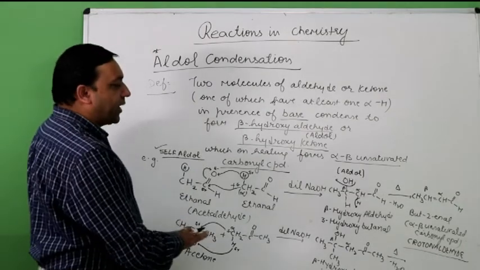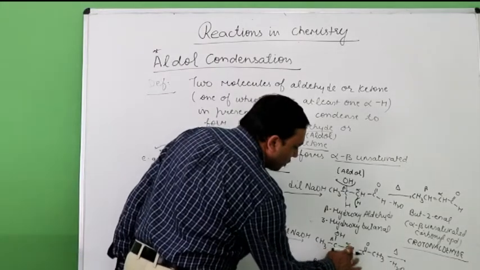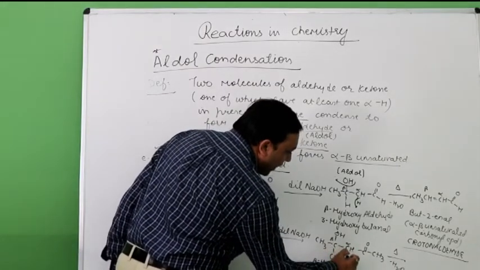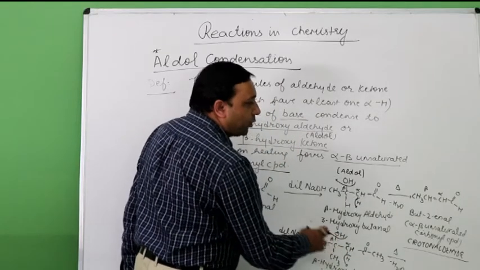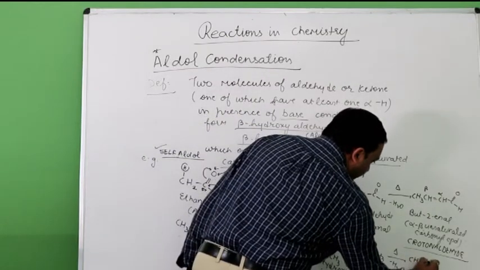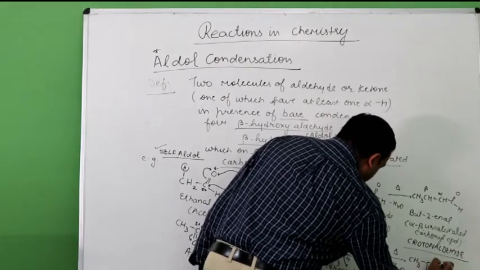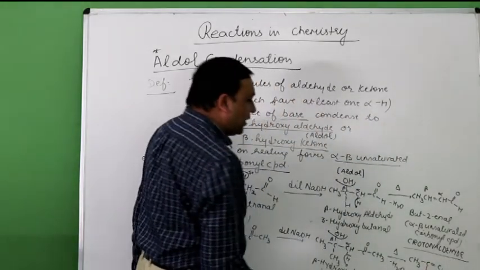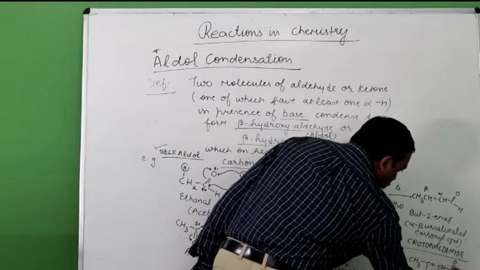I'm starting with the mechanism, but before that, a simplified concept just to introduce this topic. Now this is my alpha H, this is my beta H. Removal of water molecule from alpha and beta positions forms the product. Now this is my product. So what is aldol condensation? We are basically moving into the concept of aldol condensation, taking these two examples.